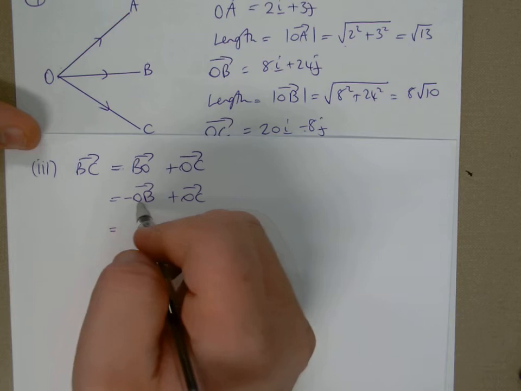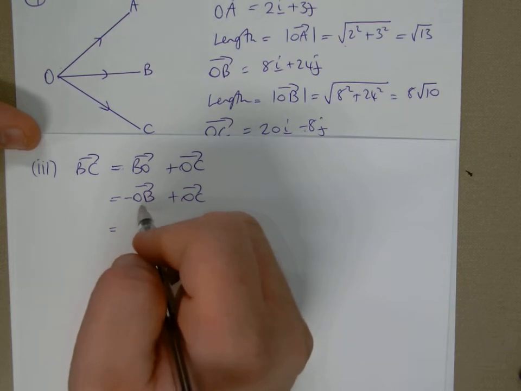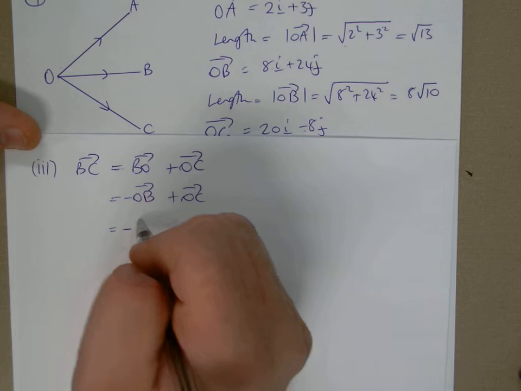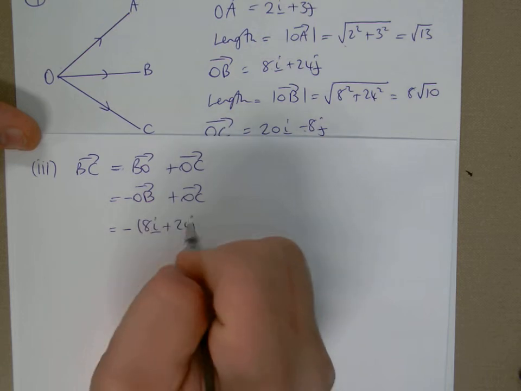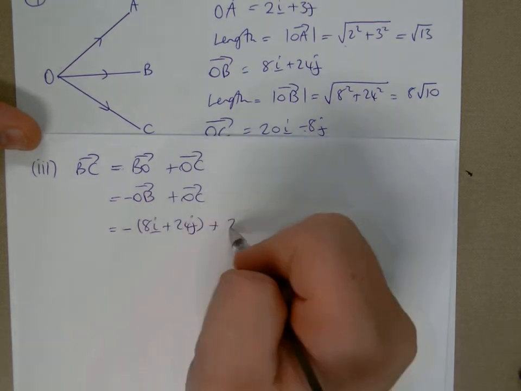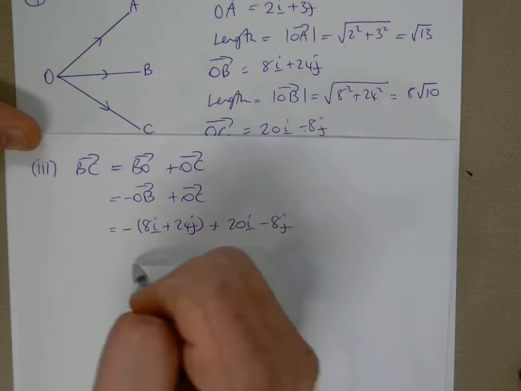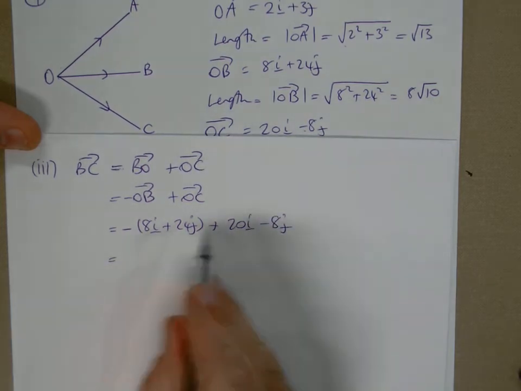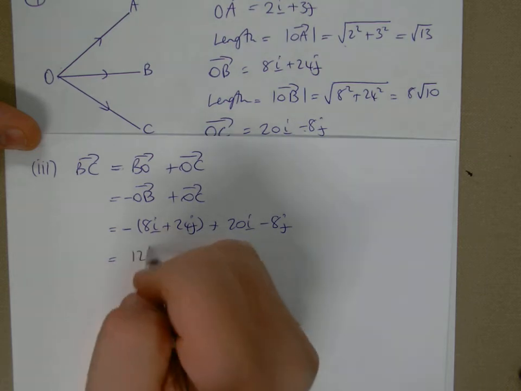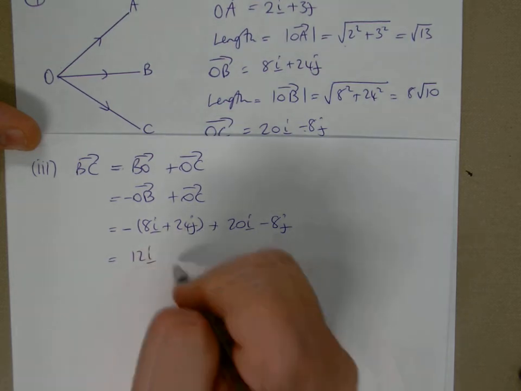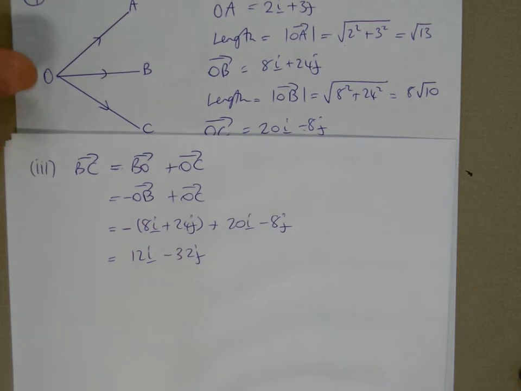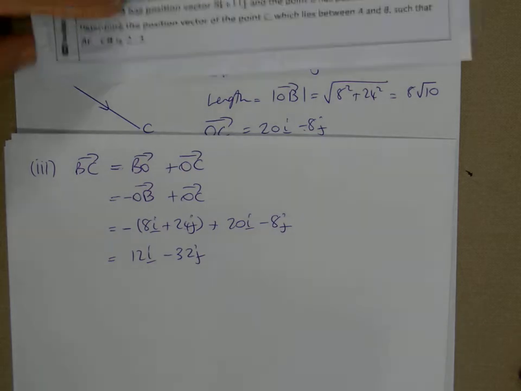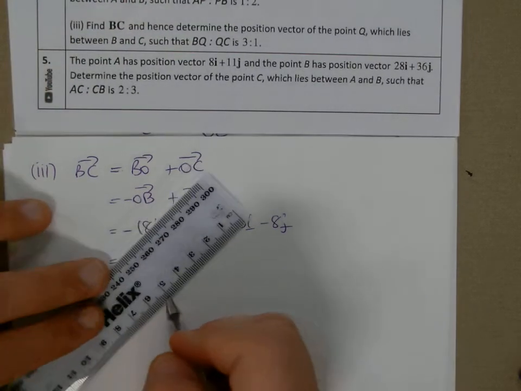Now, I know the position vector of OB, because they told me in the question. So if I want to minus it, it'll be minus of that. And then plus OC, well, I know OC is 20i minus 8j. So when I simplify this, minus 8i plus 20i is 12i, minus 24j minus 8j is minus 32j, yeah? Okay, so that's BC.